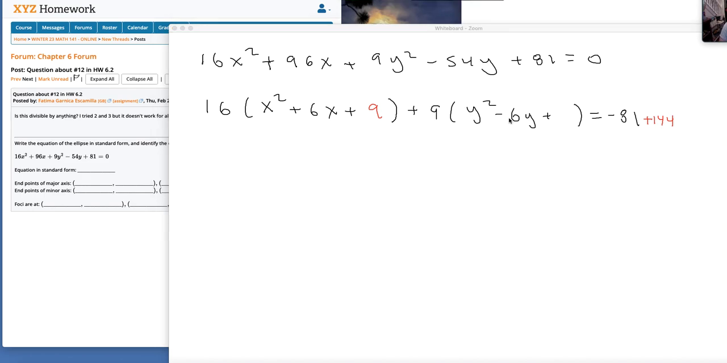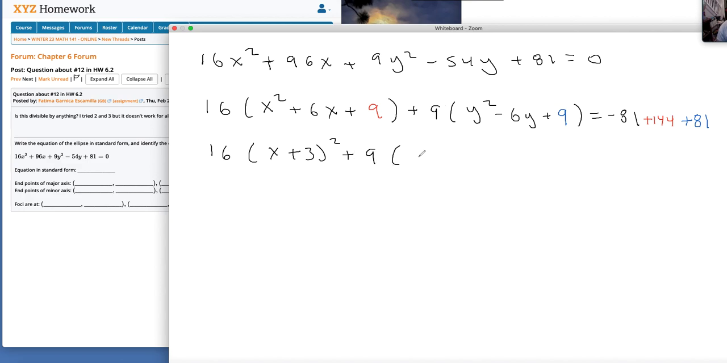And then over here, half of 6 is 3. 3 squared makes 9. So I'm adding a 9, but it's really with a 9 in front multiplying it. So if I did that distribution, this is really positive 81. And so that's where we're adding to that side. And that's the tricky part. So if you can get to there, now we would have 16 times x plus 3 quantity squared, and that's where we're trying to get to, where we can see our h and our k. And then this is going to be 9 times y minus 3 quantity squared. Those 81s are canceling, so I'm left with that 144 there.